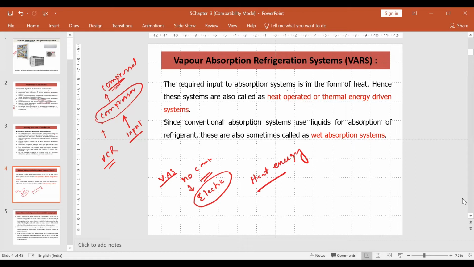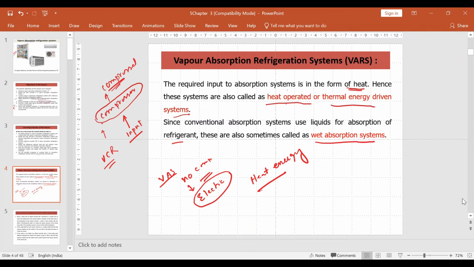The required input to absorption system is in the form of heat. Always remember, not in the form of electrical energy. Hence, these systems are also called heat operated or thermal energy driven systems. Since conventional absorption systems use liquid for absorption of refrigerant, later on we will discuss, these are also sometimes called wet absorption systems.